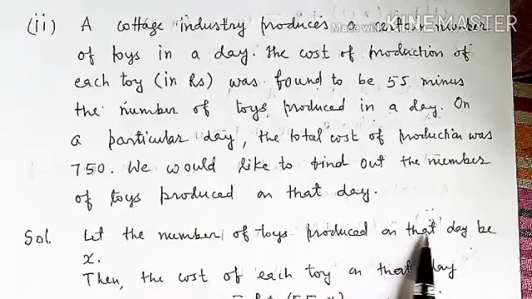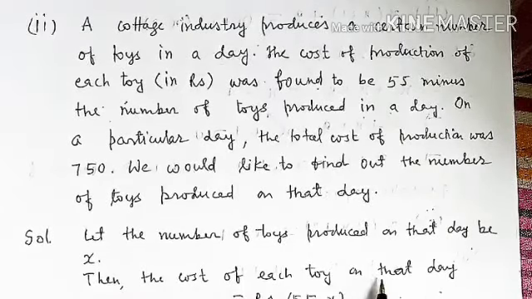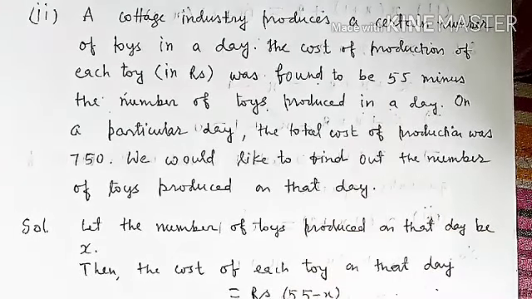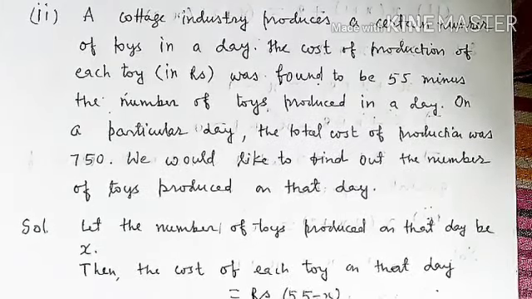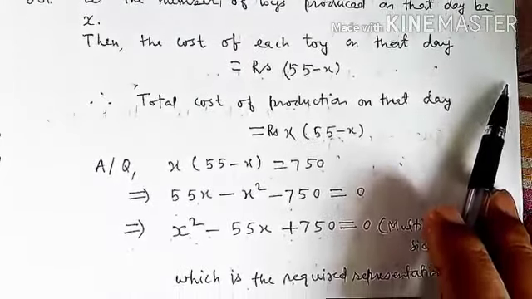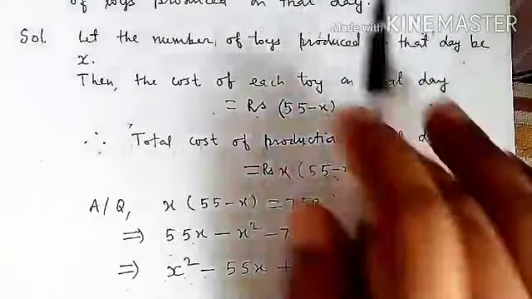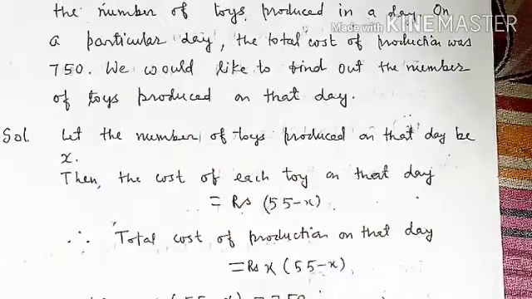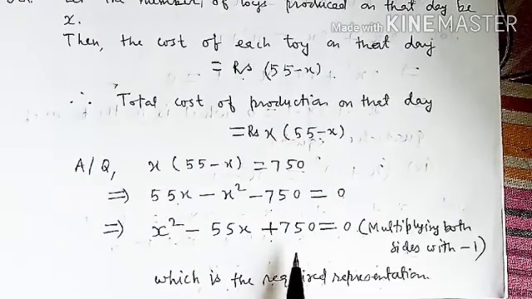So let the number of toys produced on that day be x. Then the cost of each toy on that day, according to the question, is 55 minus x. And then total cost. Total cost is the number of toys multiplied with the cost of one toy. So the total cost of production on that day is equal to x into 55 minus x. According to the question, the total cost of production was 750, so we write it as 750. From here, after converting it into a quadratic equation, we get this result. This is the required representation.